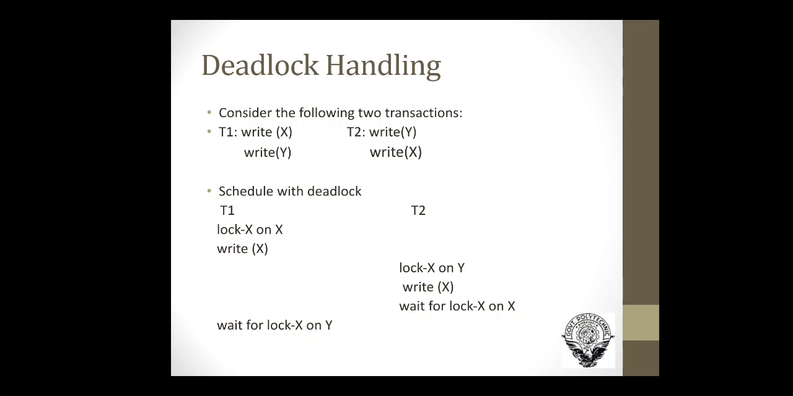Now after that, transaction T1 tries to obtain a lock on data item Y, but it is not possible for transaction T1 to obtain a lock on data item Y, because data item Y is already locked by transaction T2. So transaction T1 has to wait to get a lock on data item Y till transaction T2 releases the lock on data item Y. This is how the deadlock occurs in the database system.